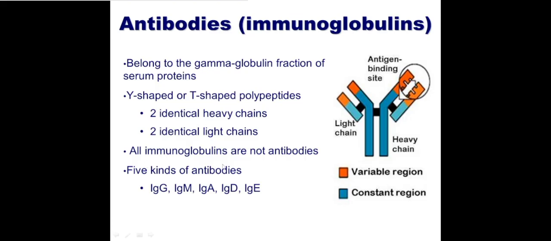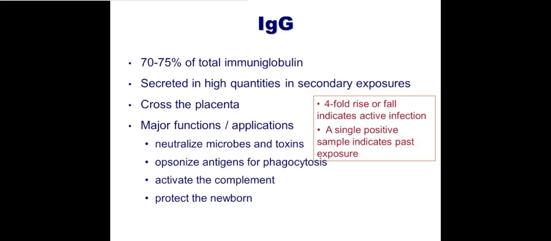All immunoglobulins are not antibodies. There are 5 kinds of antibody, that is IgG, IgM, IgA, IgD and IgE. Clear? There are 5 types of antibody.